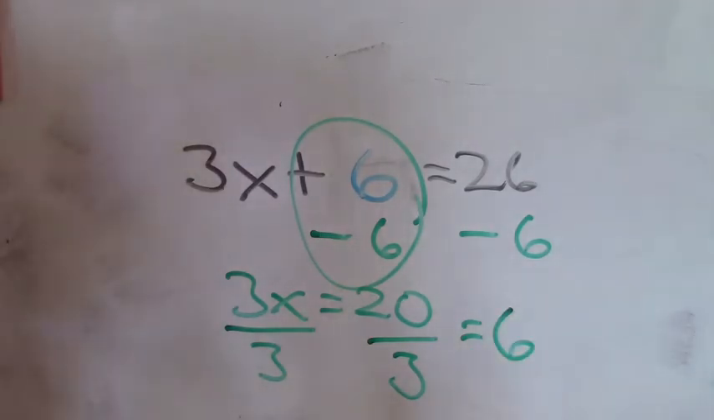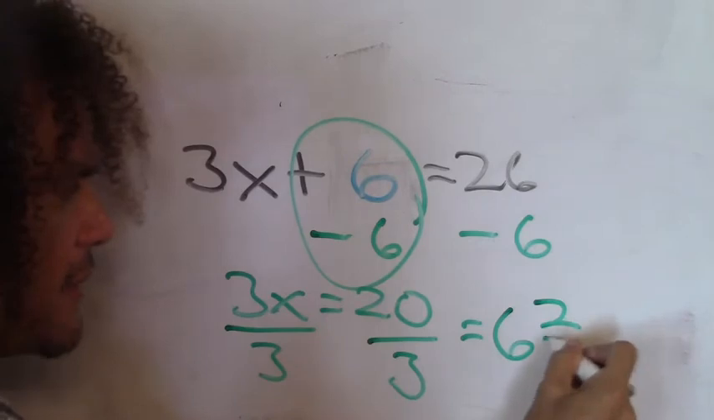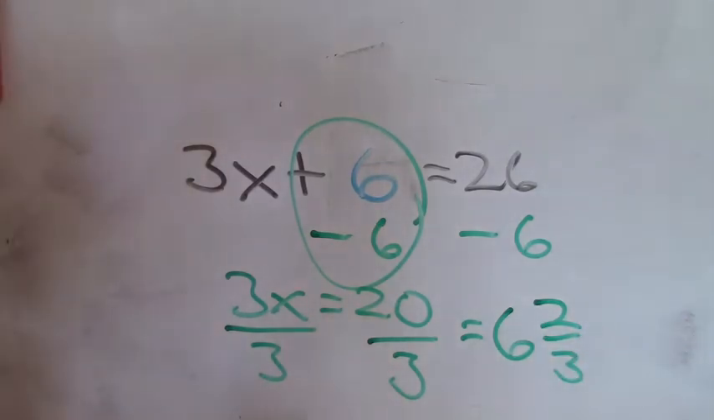And then what would be left? 6 times 3 is 18. So 2 would be left. And we were counting by 3's. Get it? Okay. Excellent.